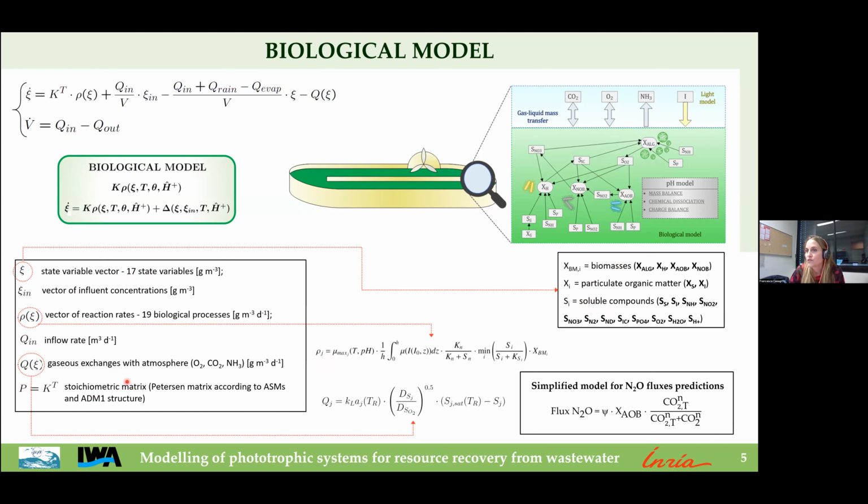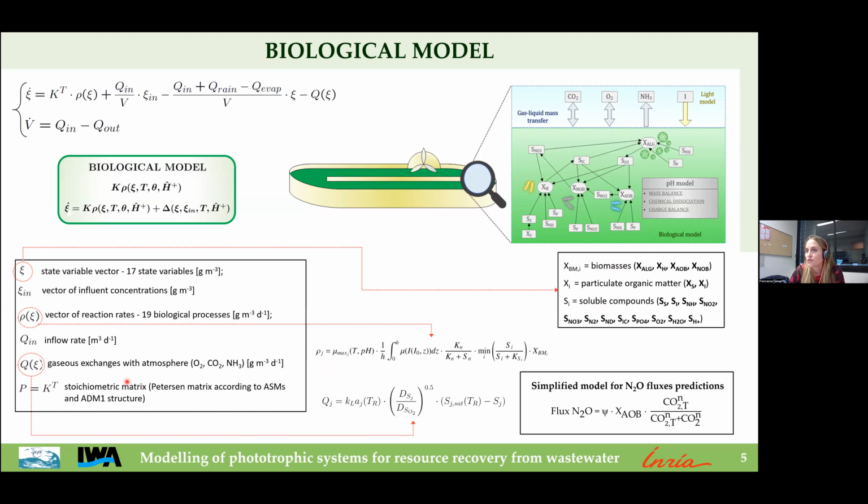Then we have the heat transfer model that is very useful to predict the temperature inside the reactor. It was adapted to two raceway configuration when it's lying on the ground or when it's raised up from the ground. That is a typical pilot scale application.